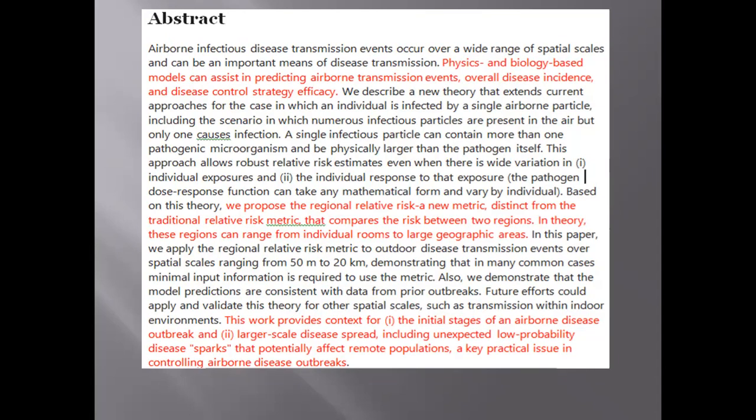In this article, the authors say that we propose the regional relative risk, a new metric distinct from the traditional relative risk metric, that compares the risk between two regions. In theory, these regions can range from individual rooms to large geographic areas, and this will provide context for the initial stage of an airborne disease outbreak and large-scale disease spread, including unexpected low-probability disease sparks that potentially affect remote populations, a key practical issue in controlling airborne disease.